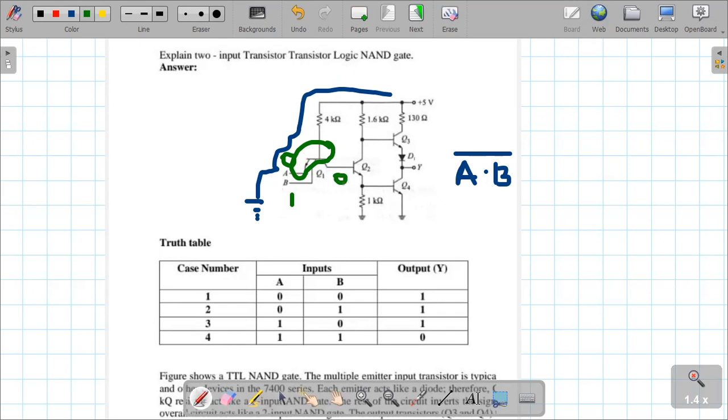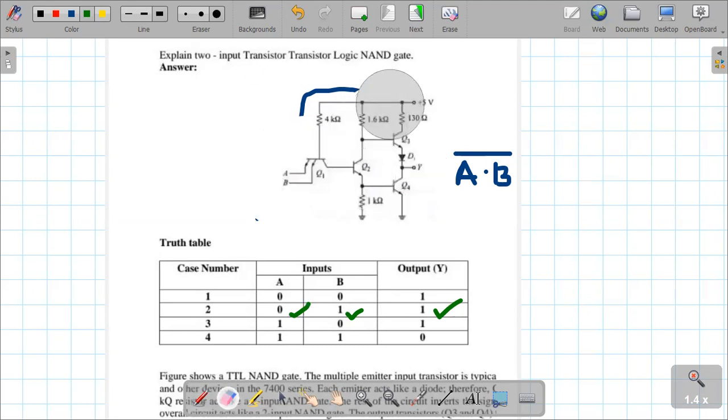Which is also the base of Q2, and if the base of Q2 is 0, its emitter is 0, which is the base of transistor Q4. And if the base of transistor Q4 is 0, therefore Y equal to 1. And hence, the second case is A equal to 0, B equal to 1, Y equal to 1. Thus case 2 is true.